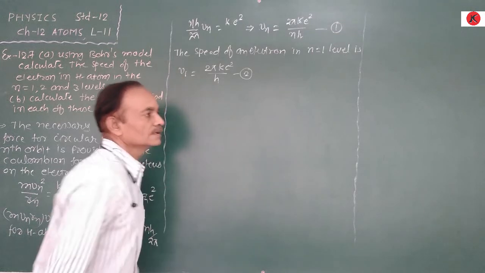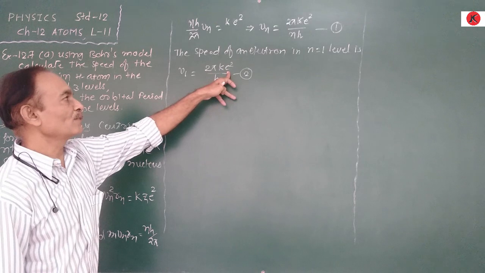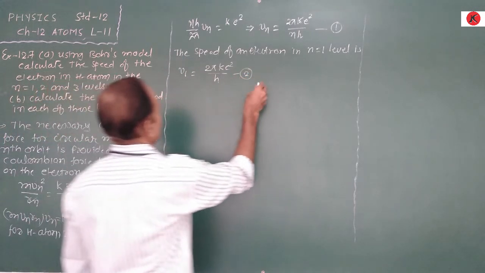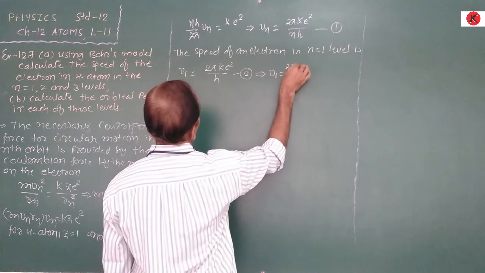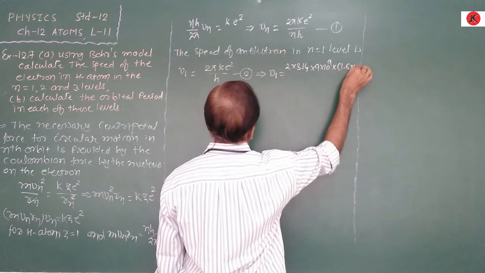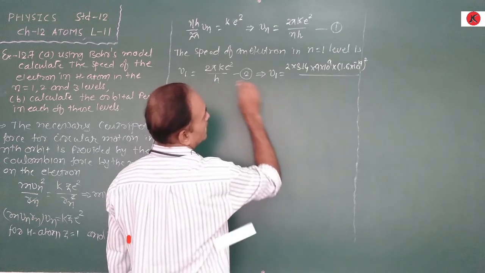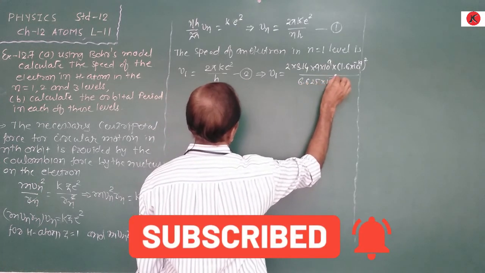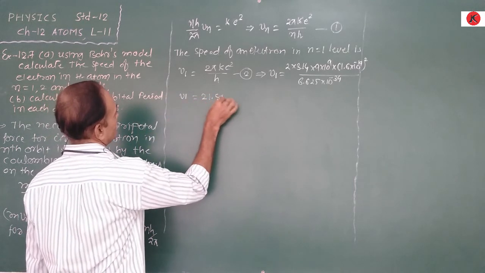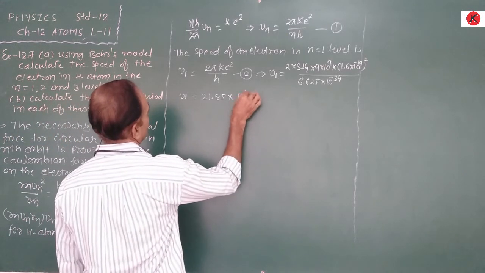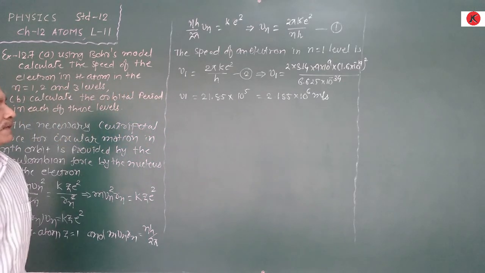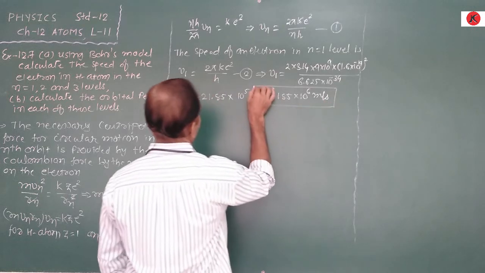Substitute the values: k is 9 into 10 to the 9, e is 1.6 into 10 to the minus 19, h is 6.625 into 10 to the minus 34. Therefore, v_1 is equal to pi 3.14, k 9 into 10 to the 9, into e square, 1.6 into 10 to the minus 19 whole square, upon Planck's constant 6.625 into 10 to the minus 34. Thus we obtain v_1 is equal to 2.185 into 10 to the 6 meter per second. That is the speed of an electron in the first orbit, our v_1.